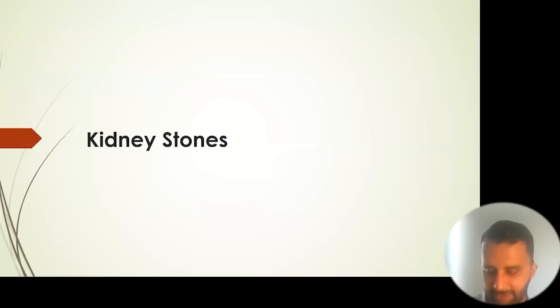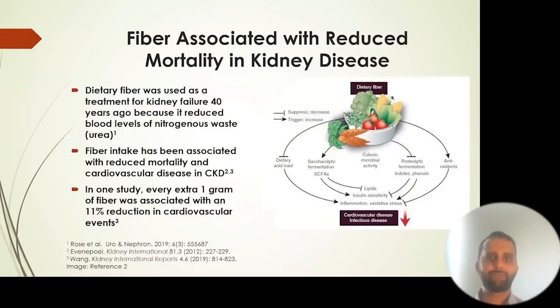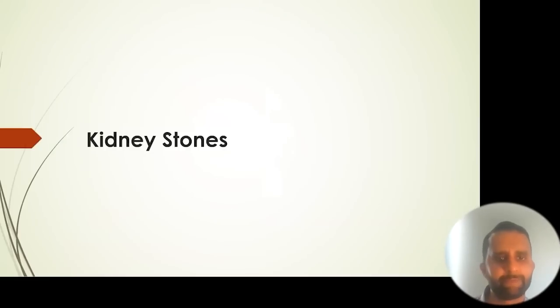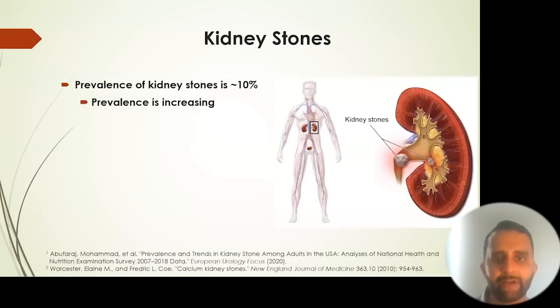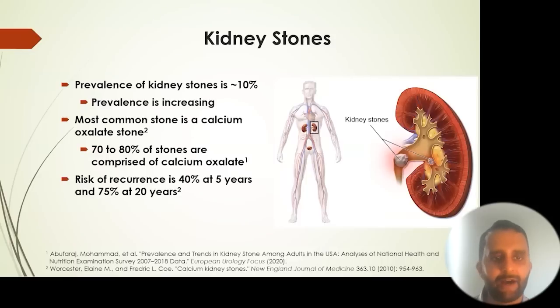So, kidney stones. Kidney stones, the prevalence of kidney stones is about 10%, and the prevalence is increasing. The most common stone is a calcium oxalate stone, and 78% of stones are indeed of this type. The risk of recurrence is 40% at 5 years and 75% at 20 years.